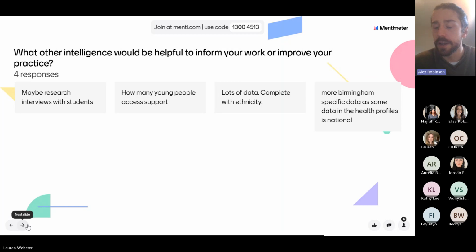Yeah, looking at ethnicity data within student data as well is very important to understand the intersectionality there. I think some of the things I discussed today show there's quite a lot of differences based on other factors like socioeconomic status, ethnicity, disability as well. So it'd be great to understand the intersections of that with the student population.